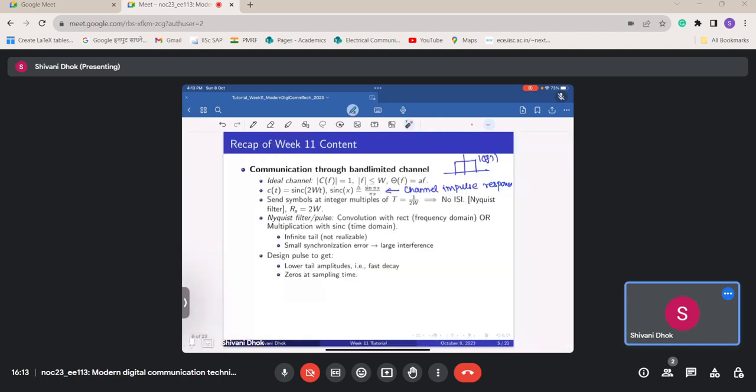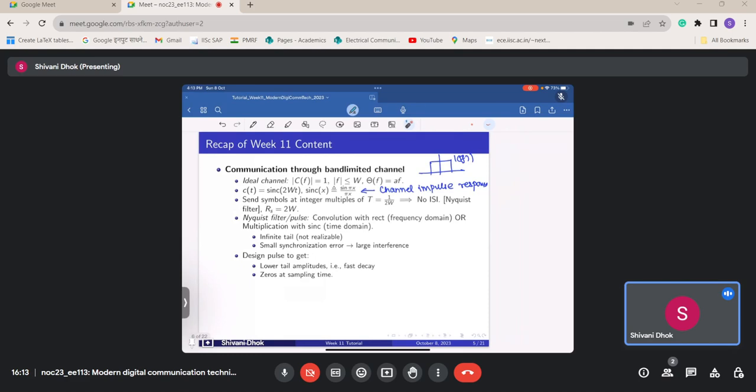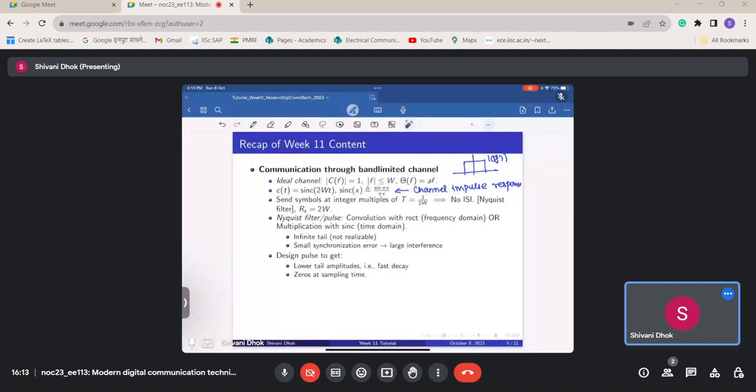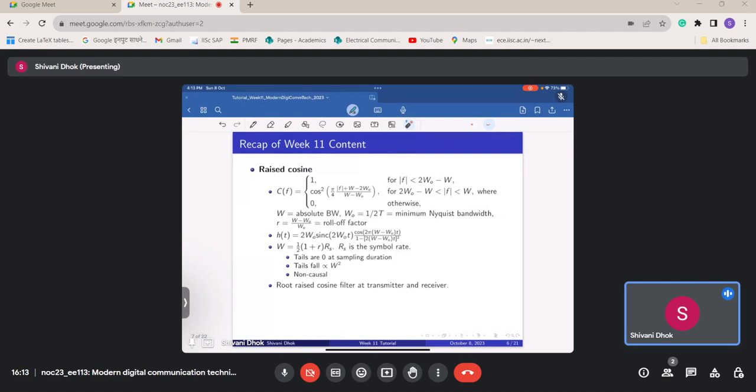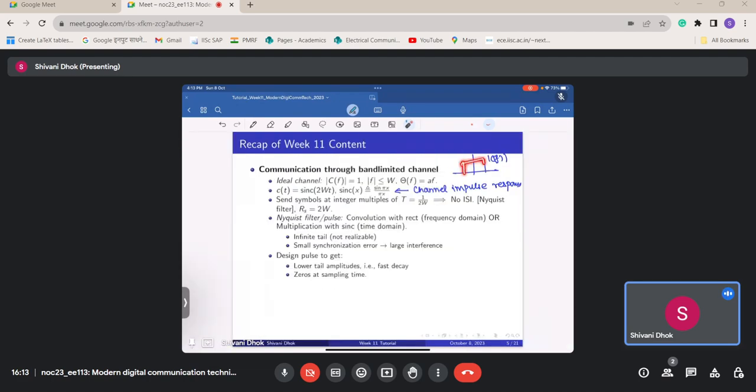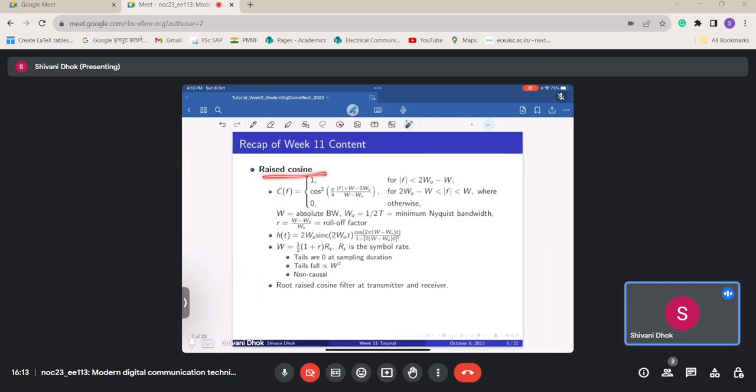Now in order to handle this particular issue of longer tail amplitudes, what was done was, instead of having a sharp fall here, we can taper it down like this, and that can be done by considering a raised cosine pulse. The frequency response for this raised cosine pulse is given like this.